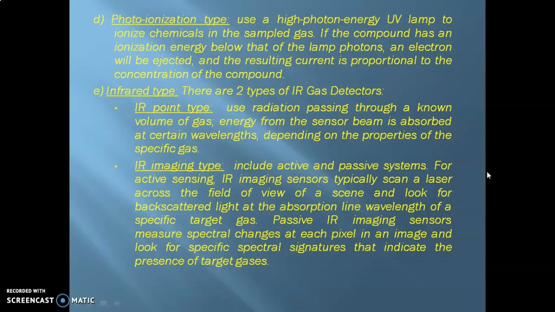Okay, so that means that these type of gas detectors send a sensor beam, they fire a sensor beam at a certain known volume of the gas, and the different changes in the wavelengths that take place within this known amount of gas is what determines the amount of the gas that is present within the premises.